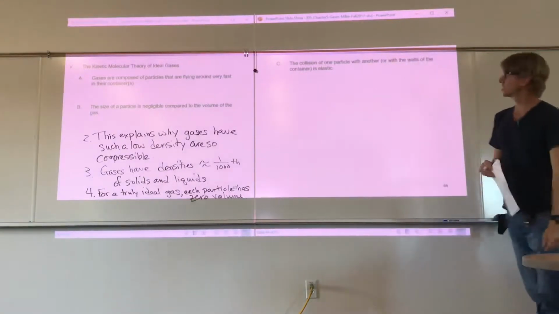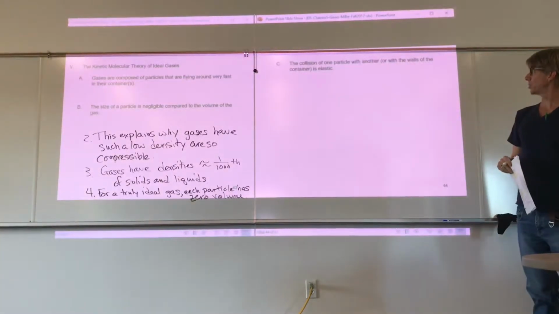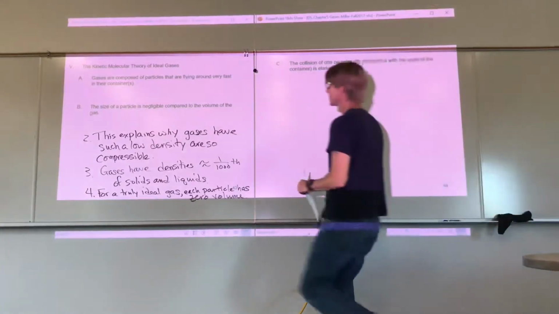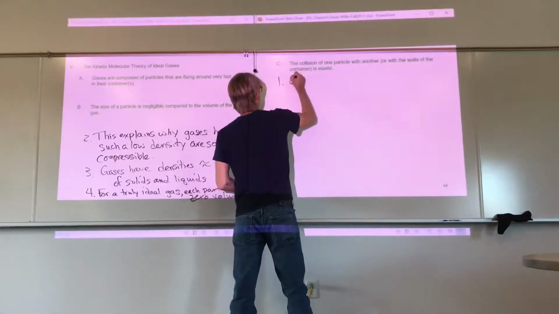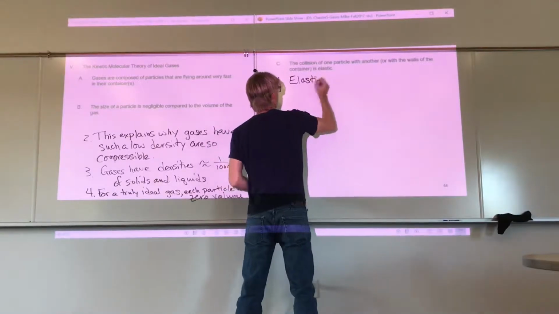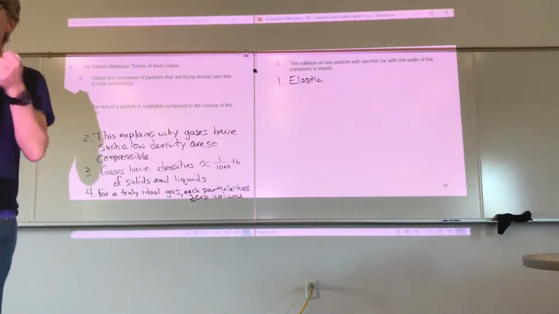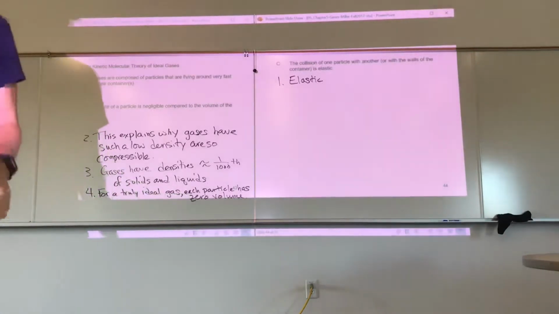Next slide. The collision of one particle with another or with the walls of the container is elastic. This is actually a physics term, but an elastic collision is a collision with no loss of energy.